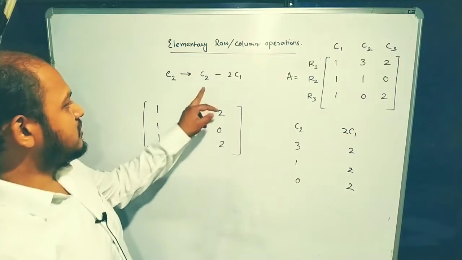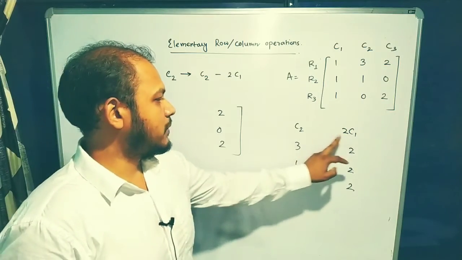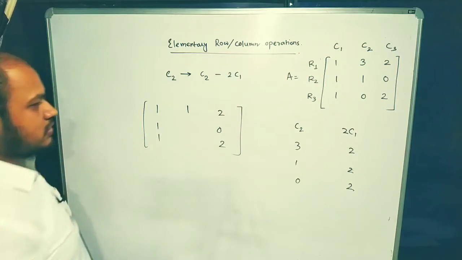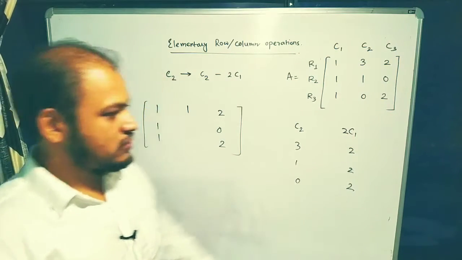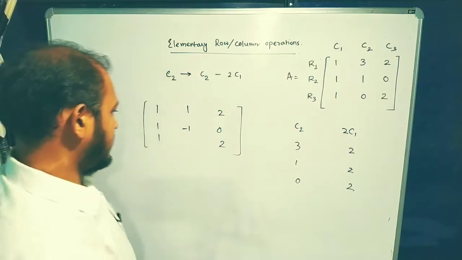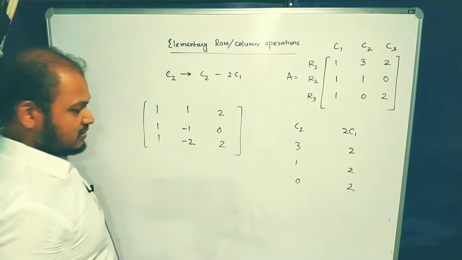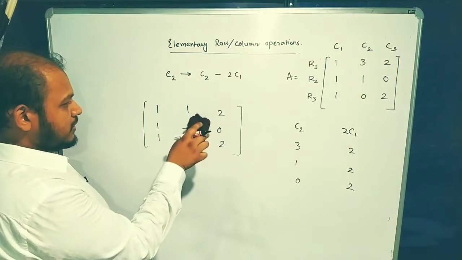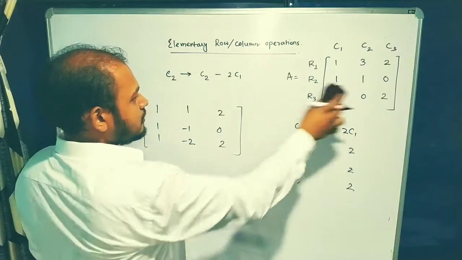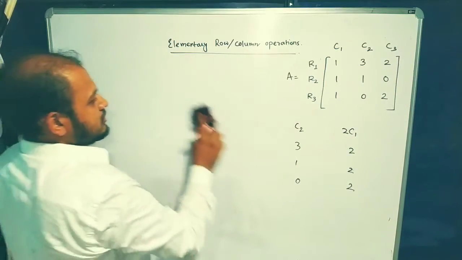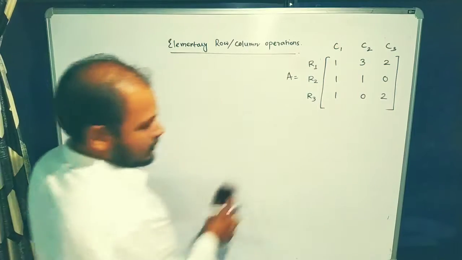Now we have to do this operation C2 minus 2C1. C2 minus 2C1. So 3 minus 2 is 1. We have to place it in the second column position. Again 1 minus 2 is minus 1. Place it here. 0 minus 2 is minus 2. See how easy it is, right? So this is the matrix. After performing this operation on that matrix, we get this matrix. Let's look at another example.